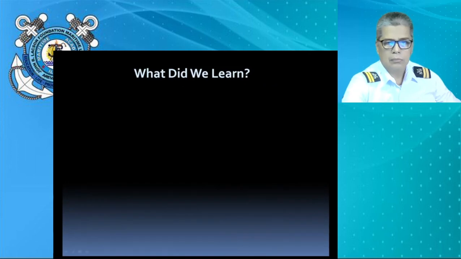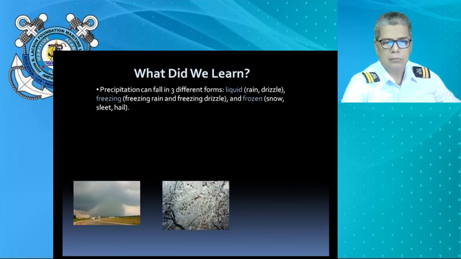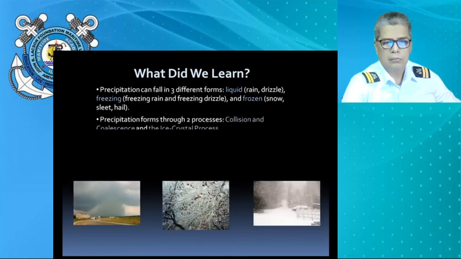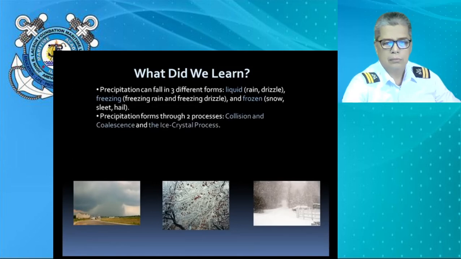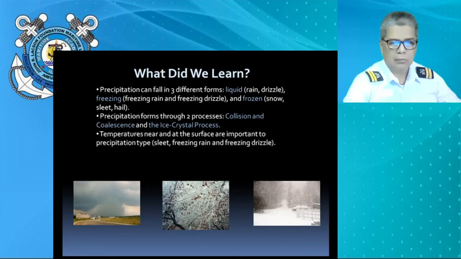Lastly, precipitation can fall as liquid, freezing, or frozen. Precipitation develops through two processes: collision and coalescence, and the ice crystal process. The ice crystal process is the dominant precipitation process across the United States. Temperatures at or near the surface are very important to precipitation type.